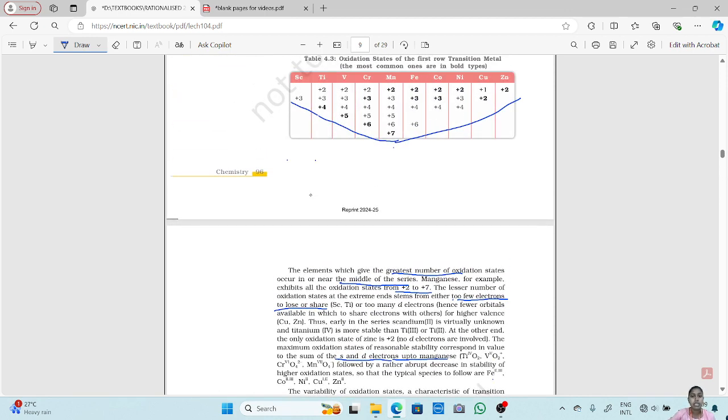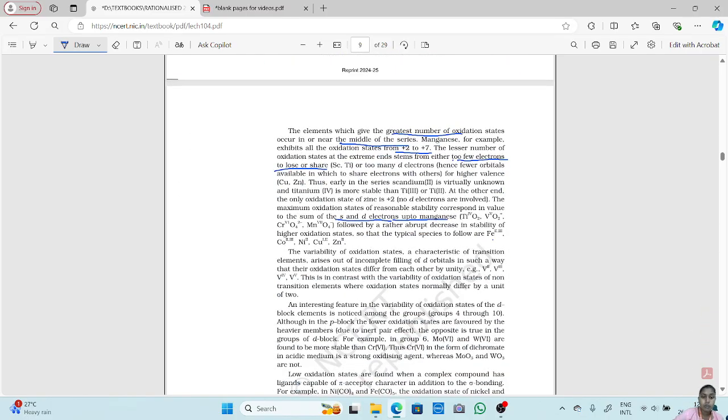the orbitals start getting filled continuously, so the availability of electrons to be removed decreases, or the nuclear charge increases, and hence the ionization enthalpy also increases, so there is a difficulty in removing or sharing the electrons, and the number of electrons goes on filling up the orbitals. So zinc basically shows a plus 2 where no d electrons are involved, only s orbitals are involved. Okay.